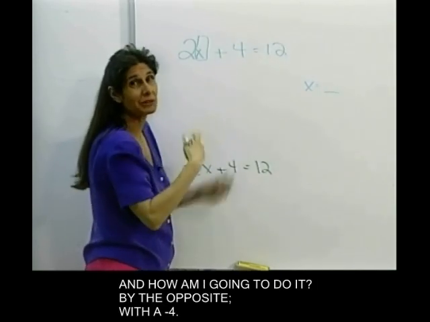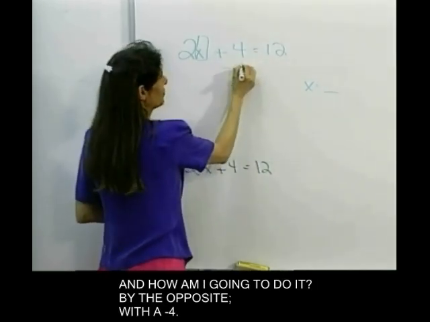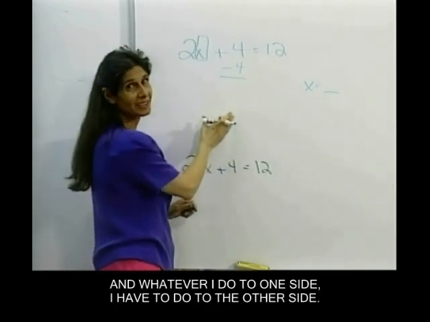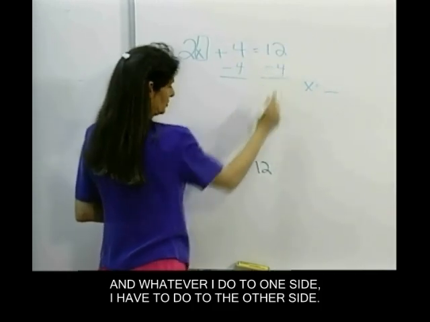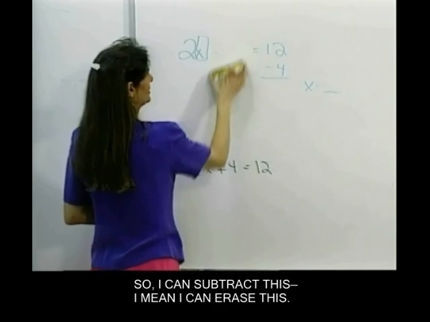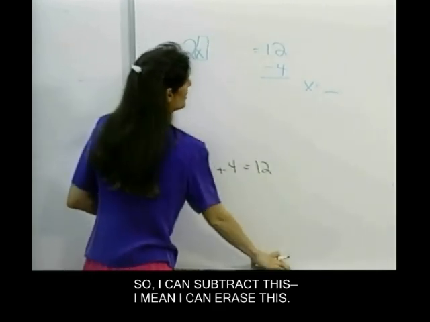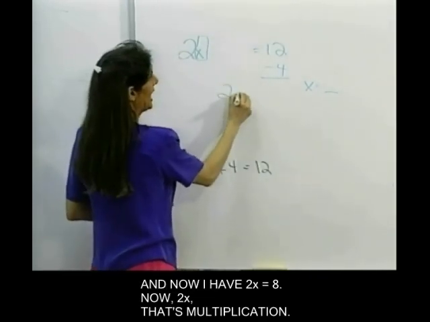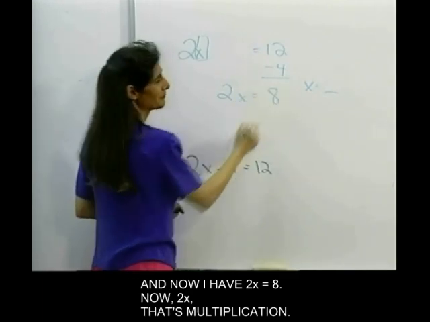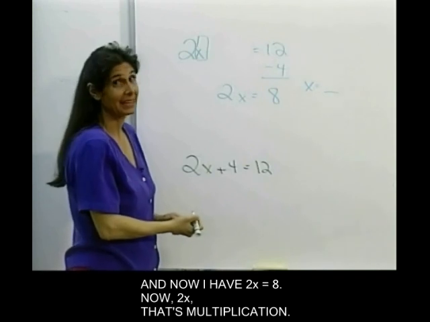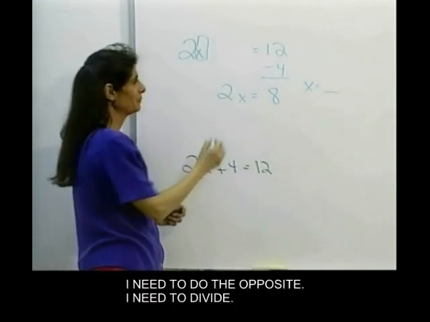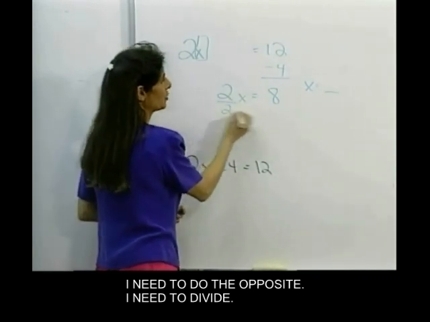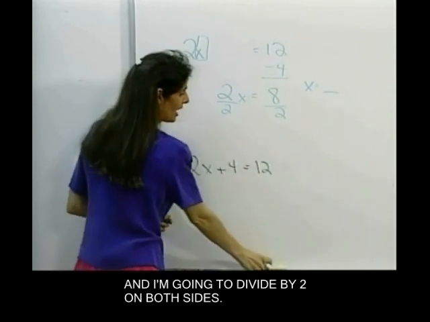And how am I going to do it? By the opposite, with a minus 4. And whatever I do to one side, I have to do to the other side. So I can subtract this, I can erase this, and now I have 2x equals 8. Now, 2 times x, that's multiplication. I need to do the opposite. I need to divide. And I'm going to divide by 2 on both sides.